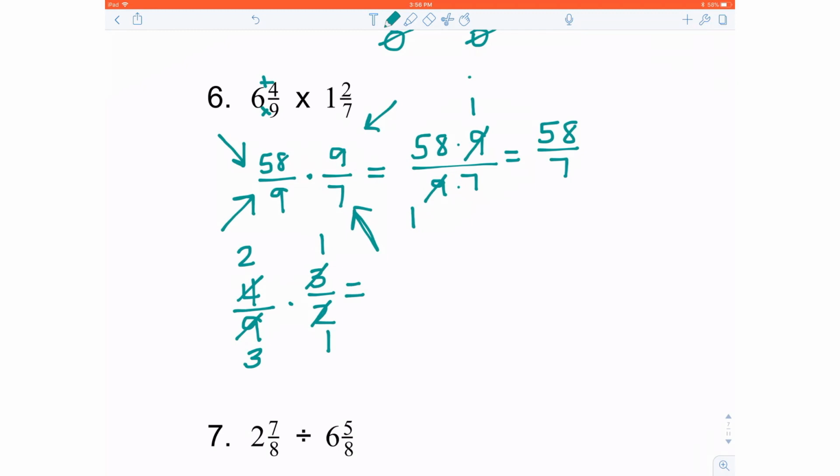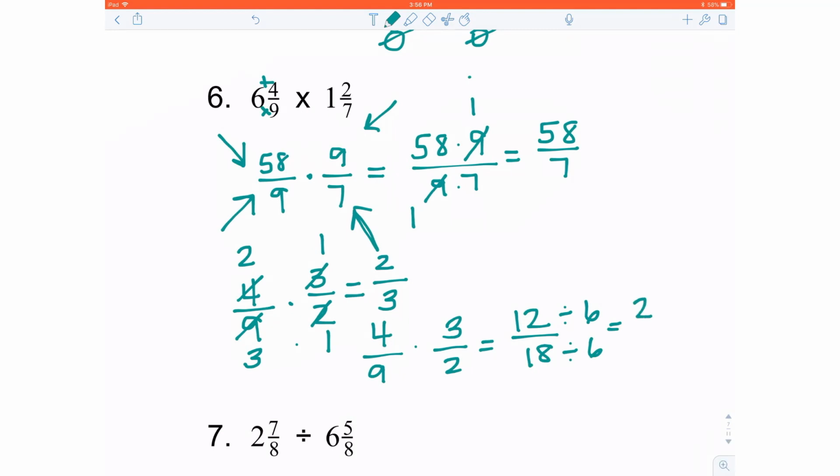Now I can multiply. 2 times 1 is 2. 3 times 1 is 3. And we get 2/3. Now, we could have just multiplied this regular. Let me show you again. 4 times 3 is 12. 9 times 2 is 18. And then we would have simplified by dividing the top and the bottom by 6 to get 2 over 3. We would have gotten the same thing.